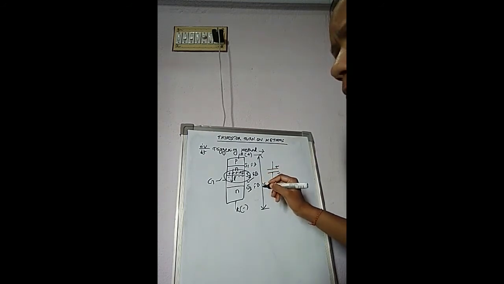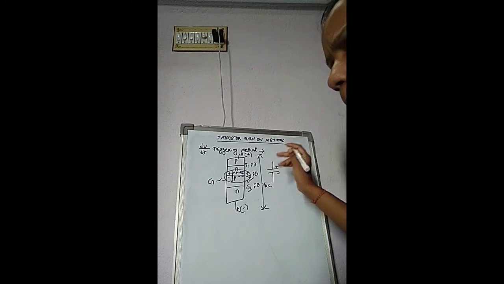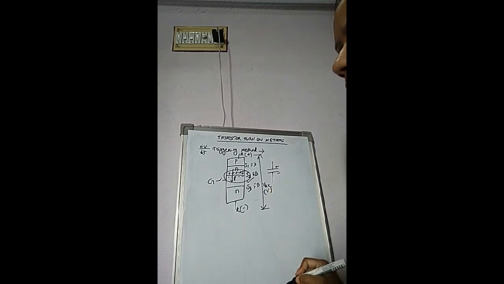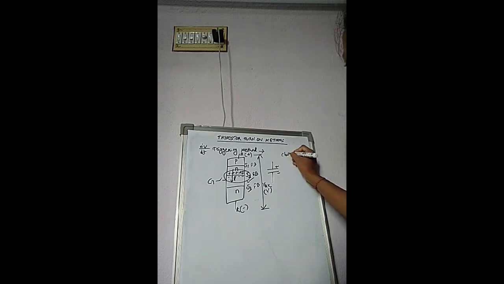If the voltage applied across the device, denoted by VAK, I will denote it V, the charge denoted by Q, voltage denoted by V, and junction capacitance denoted by Cj.